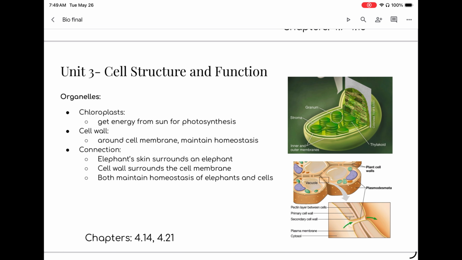The cell wall is located around the cell membrane, and it maintains homeostasis, which means keeping the cell's temperature well, keeping it surviving, and maintaining normal status. The connection is that elephant skin surrounds an elephant, like any other animal, and the cell wall surrounds a cell or the cell membrane. Both the elephant skin and the cell wall maintain homeostasis for either the elephant or the cells.